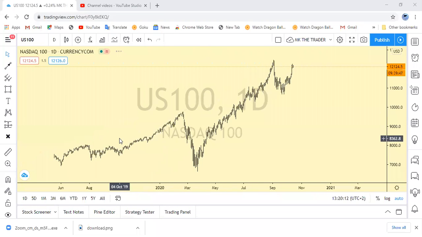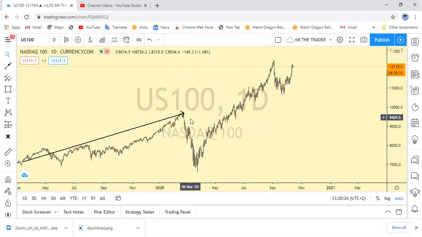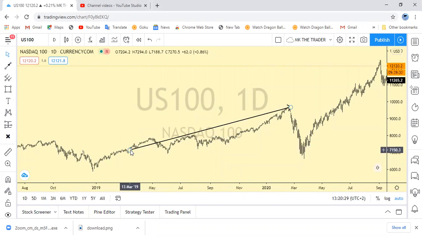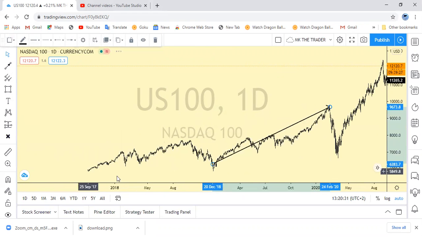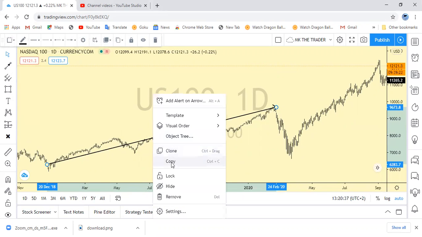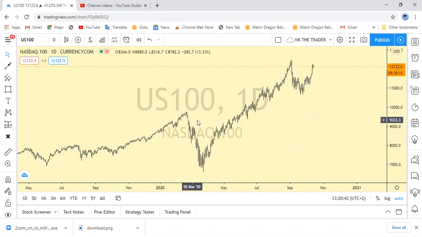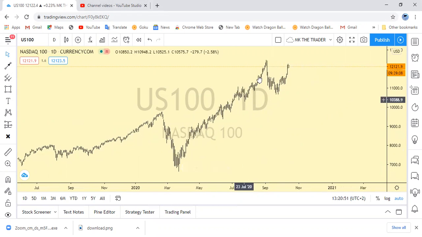All right. So now we're going to look at Nasdaq. As you can see, Nasdaq was going up. Here we had an uptrend, and then Nasdaq crashed during the time of coronavirus, and then from there it recovered.